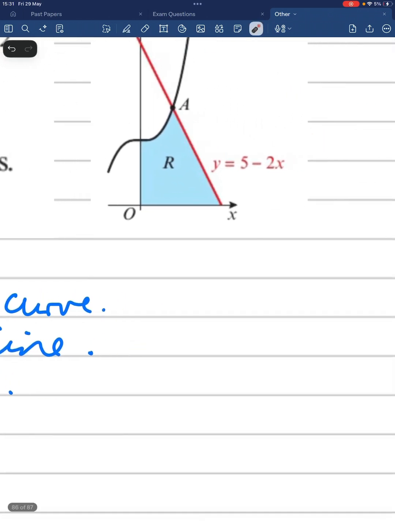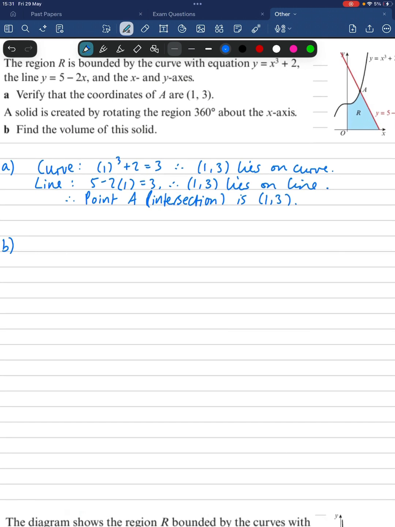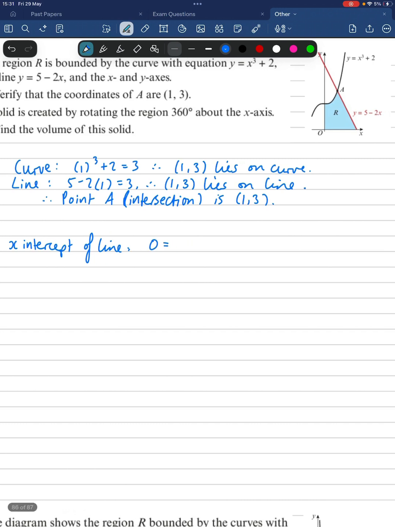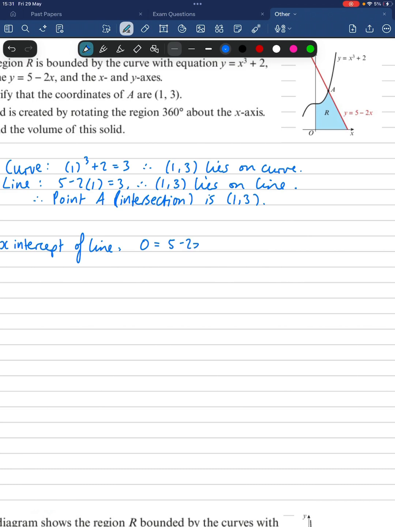Well, we're going to have to do two separate integrals here, because for the first one we're going to be integrating the curve between 0 and x equals 1. And then for the second one we're going to have to integrate the line, or just find the area of the triangle, this is a right angle triangle, between 1 and this x-intercept. So we're going to first have to find the x-intercept of the line by setting y equal to 0, so you get 0 is equal to 5 minus 2x, so you get x is equal to 5 over 2.